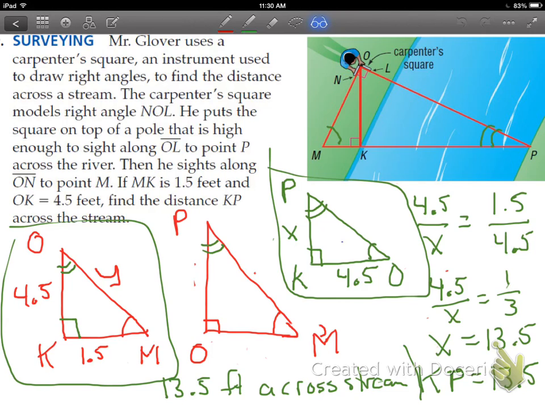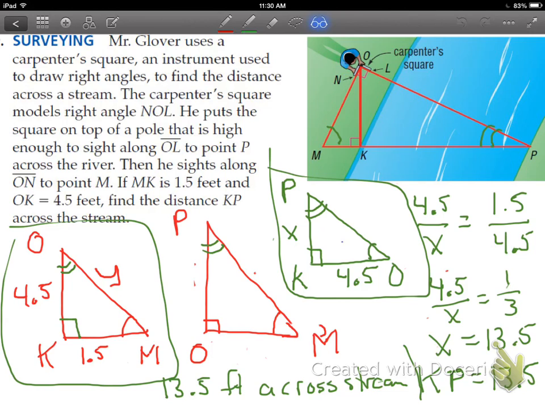On our surveying problem, there are actually 3 right triangles in this picture. 2 of them contain angle M and a right angle, so they are similar to each other, and 2 of them contain angle P and a right angle, so they are similar to each other. Since similarity is transitive, all 3 triangles are similar to each other.